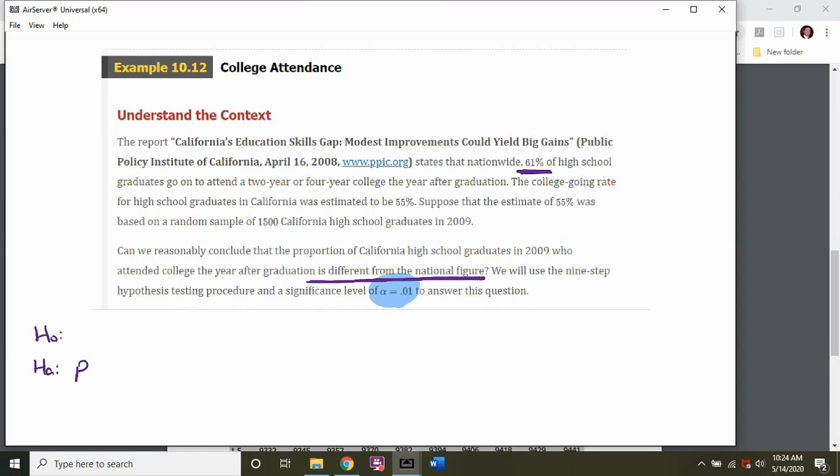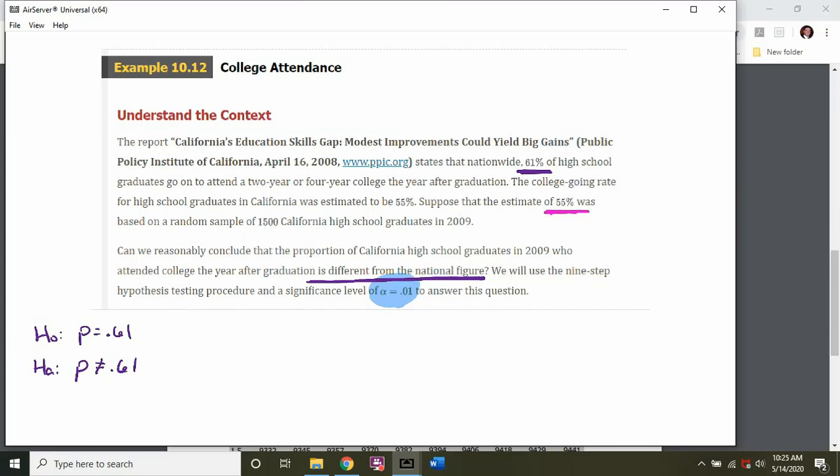It doesn't say is it less than the national figure. That would be p less than 0.61. It doesn't say is it greater than the national figure. That would be greater than 0.61. It says is it different. Here's a case where we're using the not equals. So we're going to assume the California rate is the same as the national figure, and we're going to test to see if it's different.